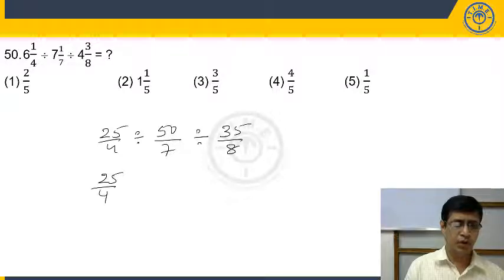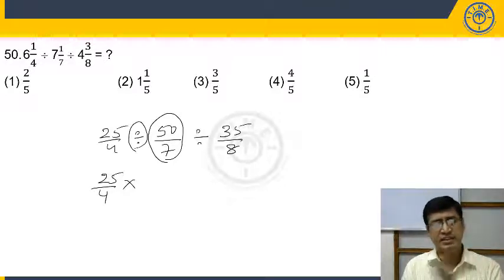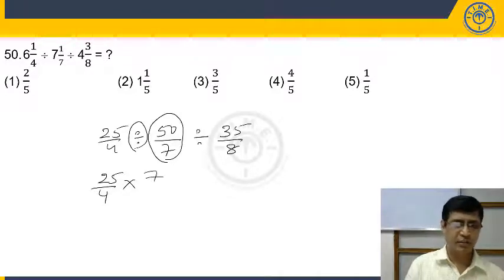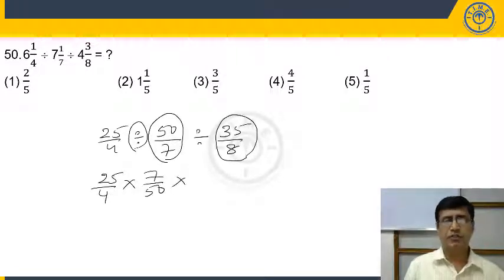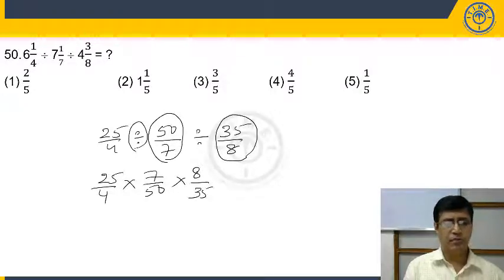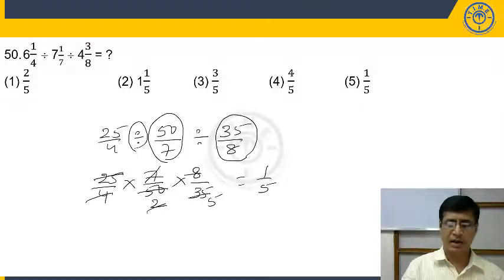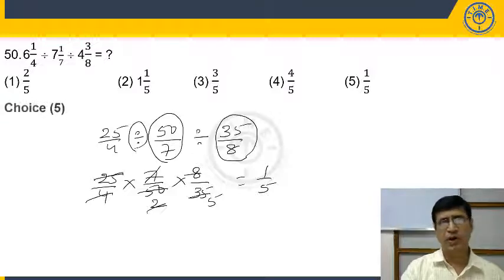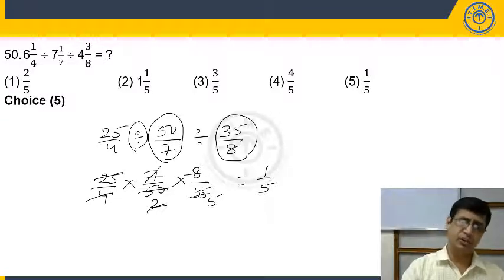25 by 4 into 7 by 50. When you are changing the sign, the fraction after that will get reversed. Then it is 7 by 50 into, now the reverse of this fraction, a reciprocal. What is the reciprocal? 8 by 35. Now simplify this. 7 goes exactly 5 times. Now 25 and 50 go 2 times. The product of 2 and 4 is 8. Now the result is 1 by 5, option 5. The fifth choice is the right choice.